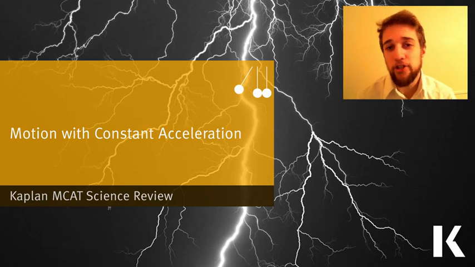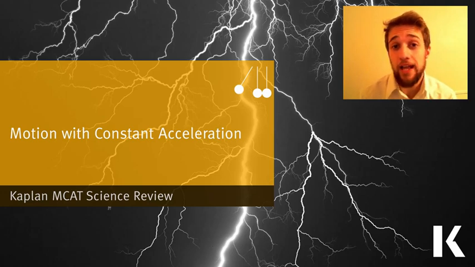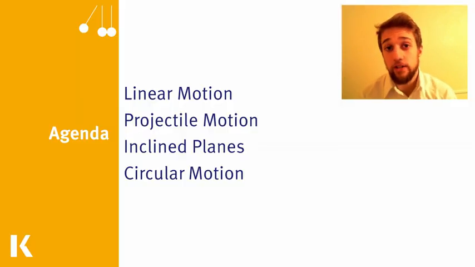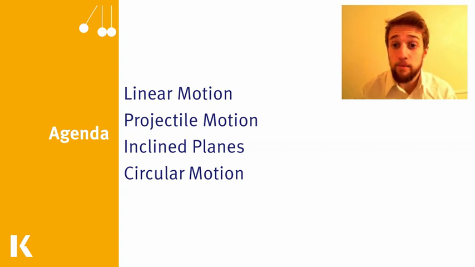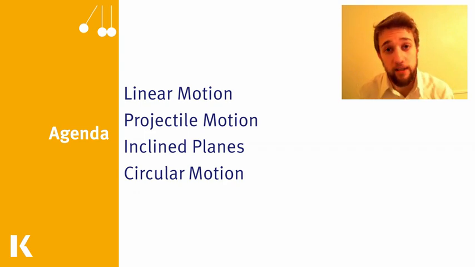Hello and welcome, my name is James Leach, and in this video we'll be elucidating 4 types of motion with constant acceleration and how the MCAT will test them. Those 4 prevalent applications of motion with constant acceleration are the cases of linear motion, projectile motion, the case of an object being drawn down an inclined plane, and the special case of centripetal acceleration.